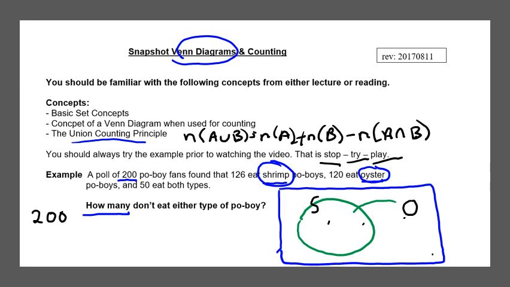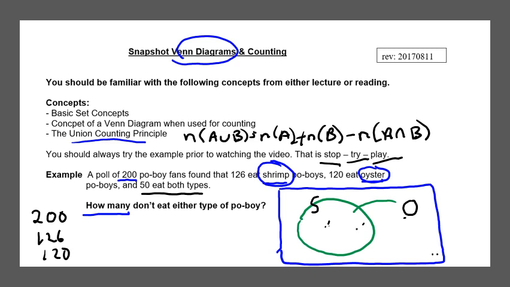Well, the 200, we don't know how to break up yet, because how many go in this region here, this region here, this region here, this region here. Likewise, the 126 that eat shrimp, we don't know how to break them up right now. The 120 that eat oyster, again, we don't know how to break them up. But we do know where the 50 that eat both types have to be.